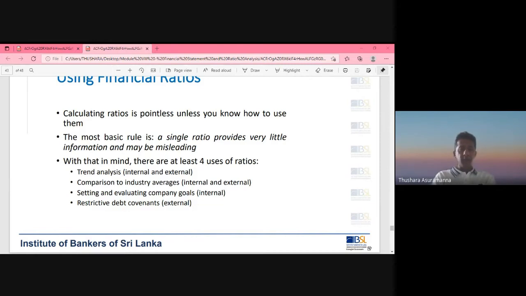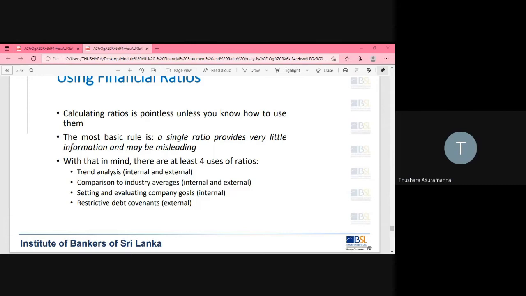There are four uses of ratios that one can understand. What are those four uses? First one, trend analysis. Second one, comparison to industry averages. Third one, setting and evaluating company goals. Fourth one, restrictive debt covenants. We'll now go one by one and try to understand the usefulness and the advantages.